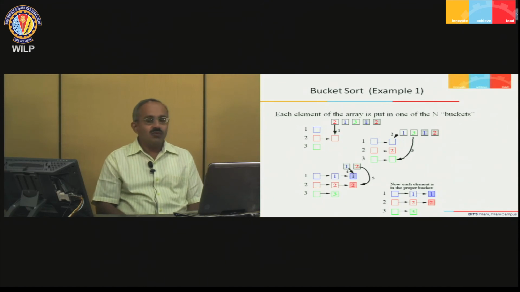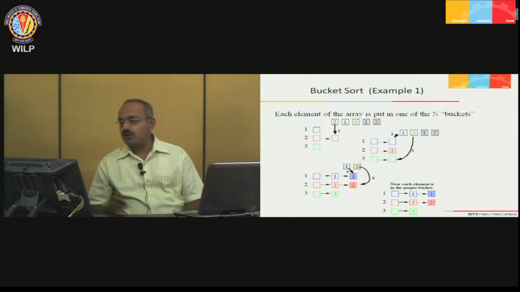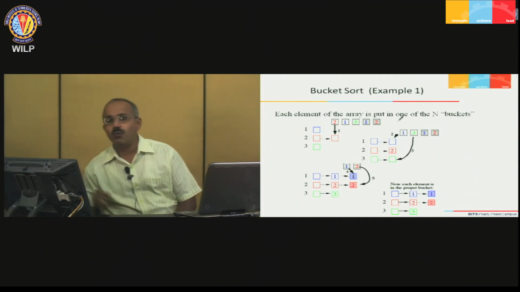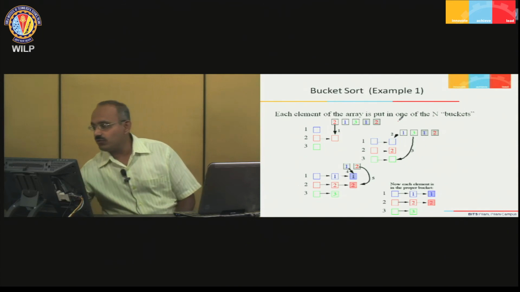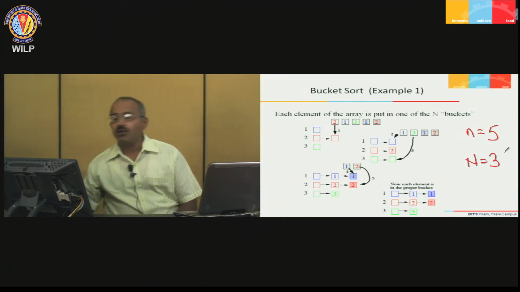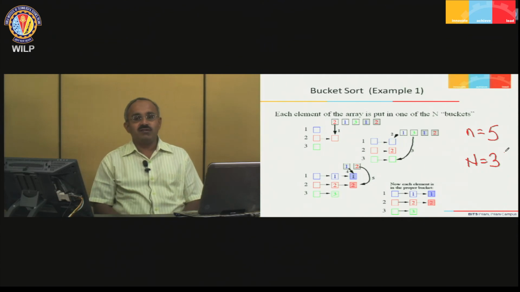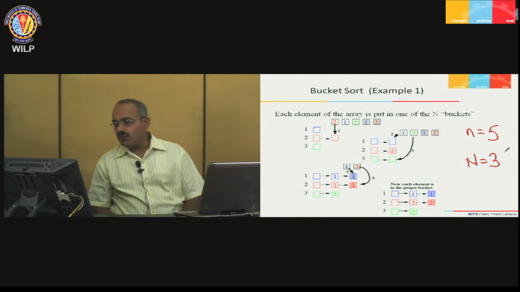Suppose we want to sort this sequence of numbers: 2, 1, 3, 1, 2. This is a sequence of 5 elements and we know all elements are less than or equal to 3. So, you have 5 numbers, all less than or equal to 3, and we will use this fact to devise an efficient algorithm.